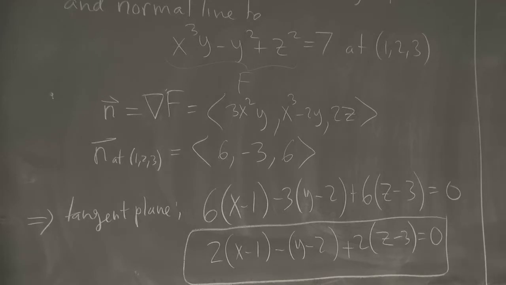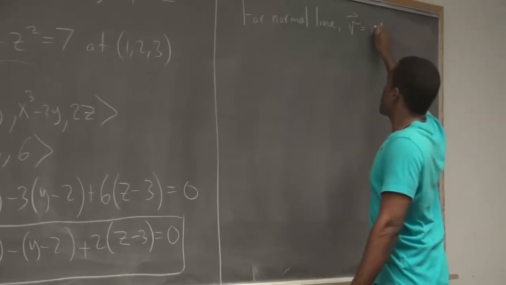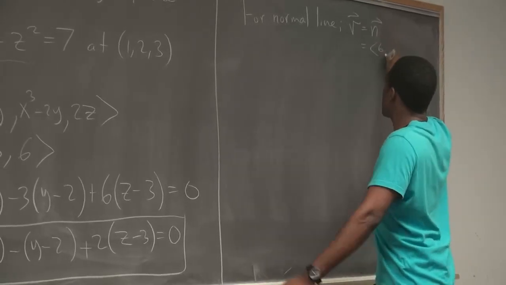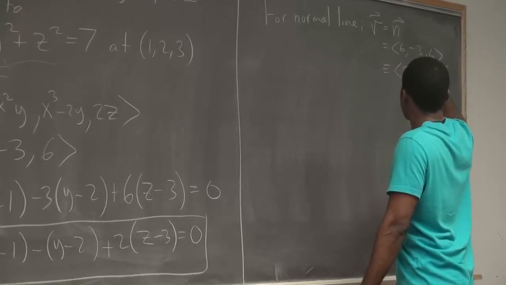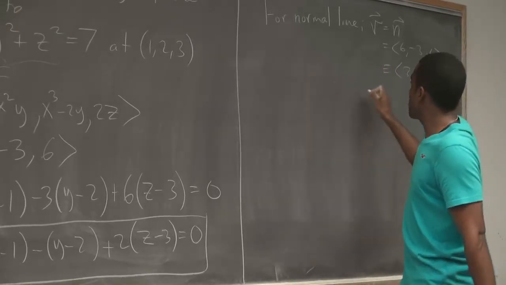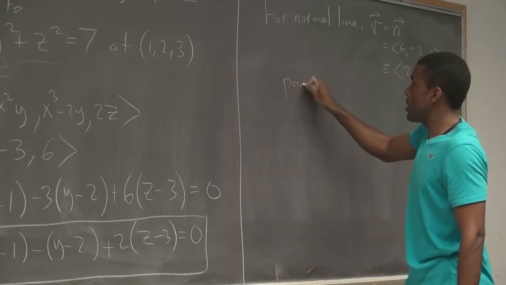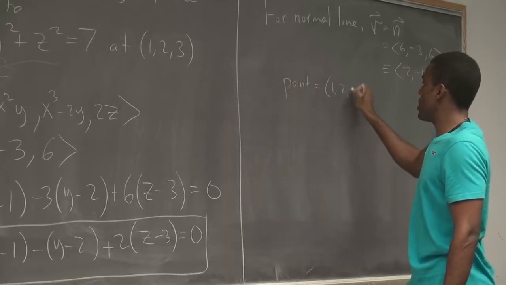Okay, let's see how much you guys remember about lines. What's the equation for the normal line? Well, we need a point and a vector. You need a point and a direction vector. What's the direction vector for the normal line? Just the normal. Right. For a normal line, your v is just equal to the n, which here is 6, minus 3, 6, which is equivalent to 2, minus 1, 2. And the point is also given. Point is 1, 2, 3.